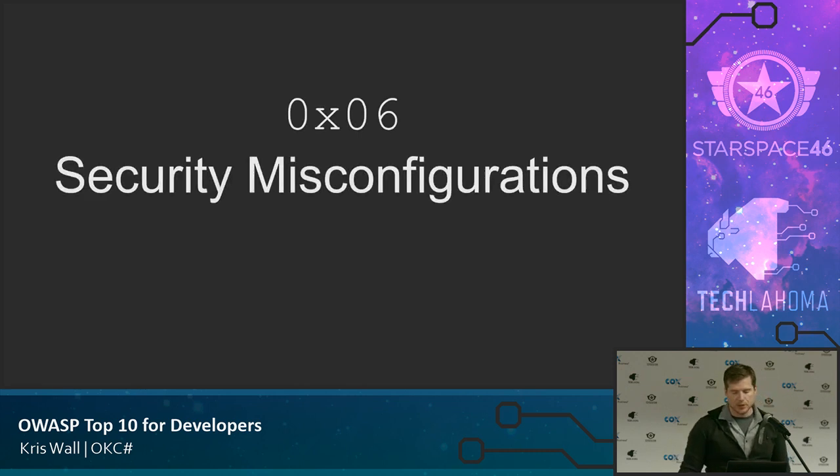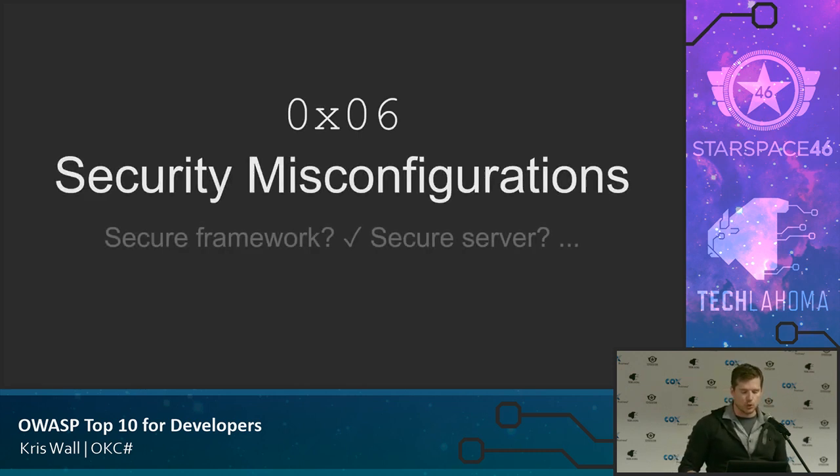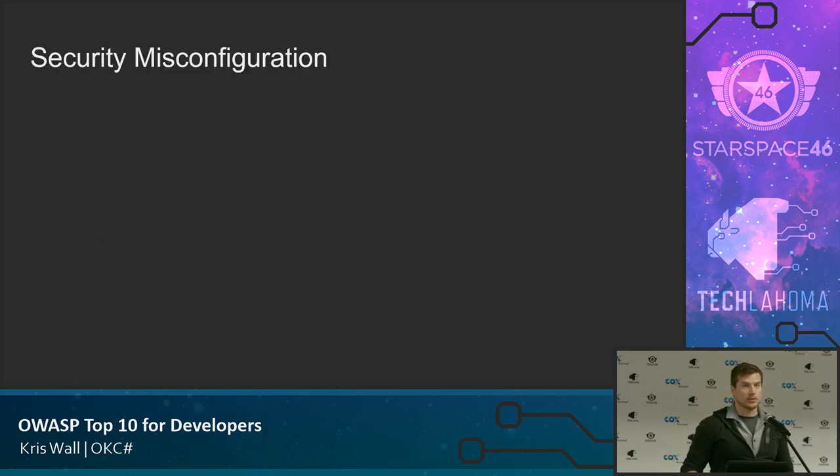All right, so security misconfigurations. You're probably going to use a framework. The framework's going to claim to be secure, but is your server secure? Are you doing things to make sure the server is actually nice and secure? So back to server-side request forgery. What does server-side request forgery look like?